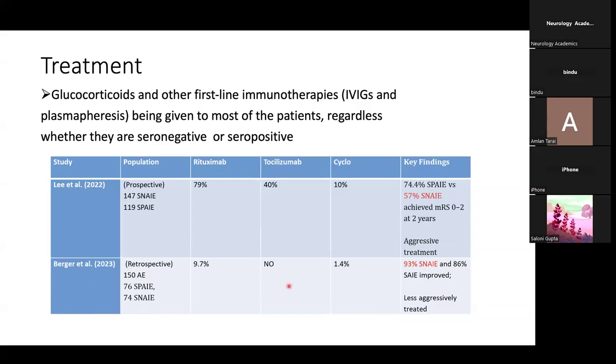Comparatively, we can see here, in the Lee et al. study, they managed the patients aggressively, using rituximab, tocilizumab, or cyclophosphamide. But the later study used less aggressive management. In the less aggressive management, seronegative patients responded more: 93% of cases were more responsive, and here 57% of cases responded to treatment with good outcome. So what is the explanation behind that?